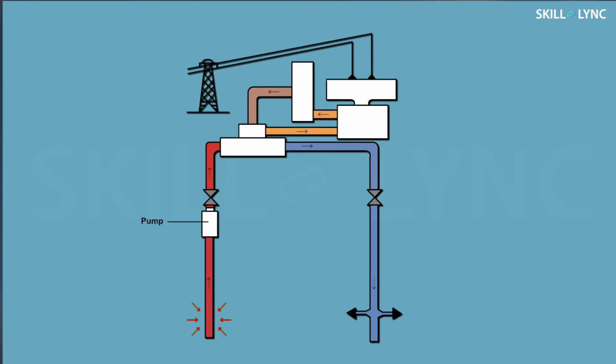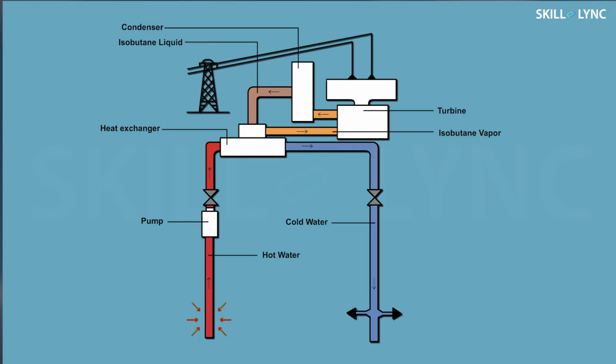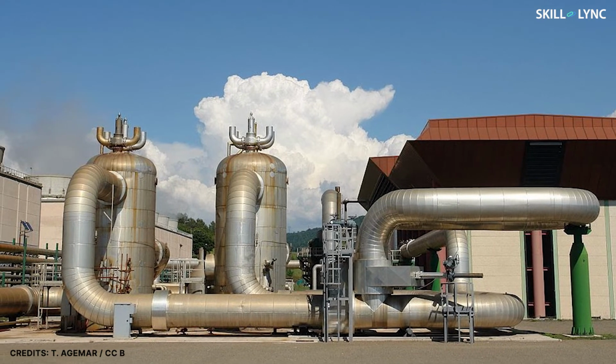The moderately hot water is circulated through the heat exchanger. In the heat exchanger, the water transfers the heat to a working fluid having a low boiling point. Thus, the superheated vapor generated is used to turn the turbine and produce electricity. Binary cycle geothermal power plants are the most common nowadays. Well, that's all about geothermal power plants in brief.